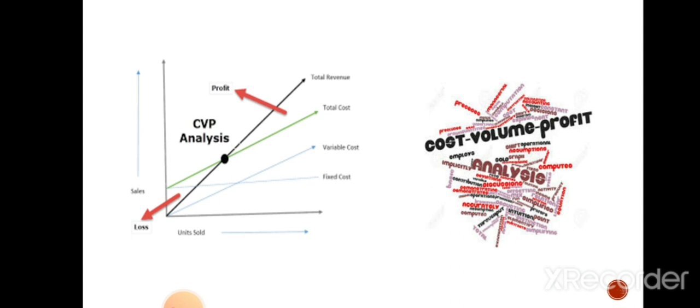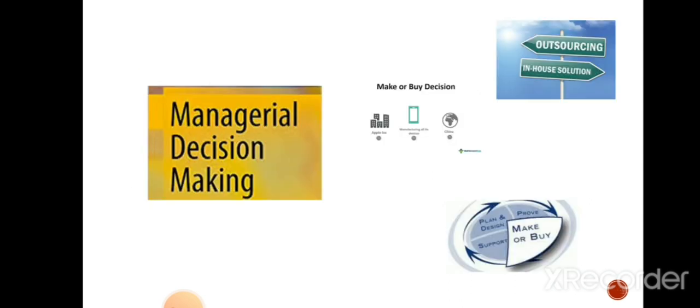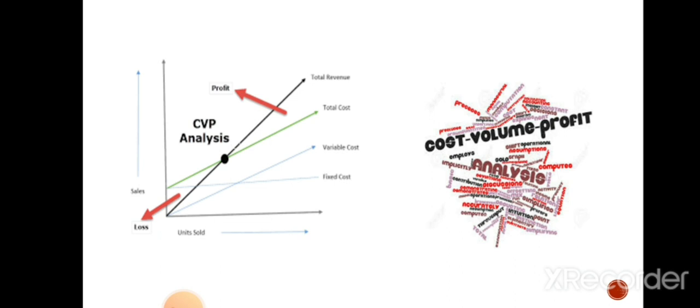Cost volume profit relationship is of immense utility to management as it assists in profit planning, cost control, and decision making. It can be used to answer questions like how much sales should be made to avoid losses, how much should be the sales to earn desired profit, what will be the effect of change in prices, costs, and volume on profits, which product or product mix is most profitable, and should we manufacture or buy some product or component, and so on. So we also will be studying about the break even analysis.